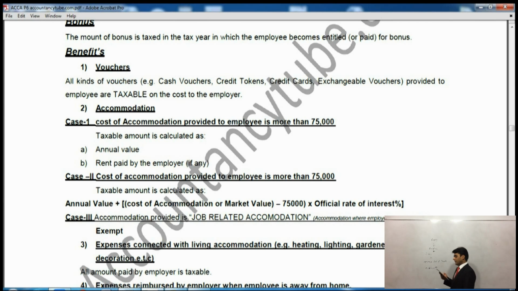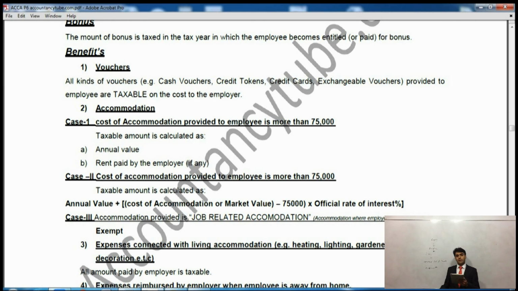Less than £75,000. Then it says the taxable amount is calculated as A, annual value, and B, rent paid by employer. So it is the higher of these two. Please make sure you write that down as well. The higher of the annual value, which will be given to you in the exam, and if the employer is paying anything as rent, then the higher of these two.